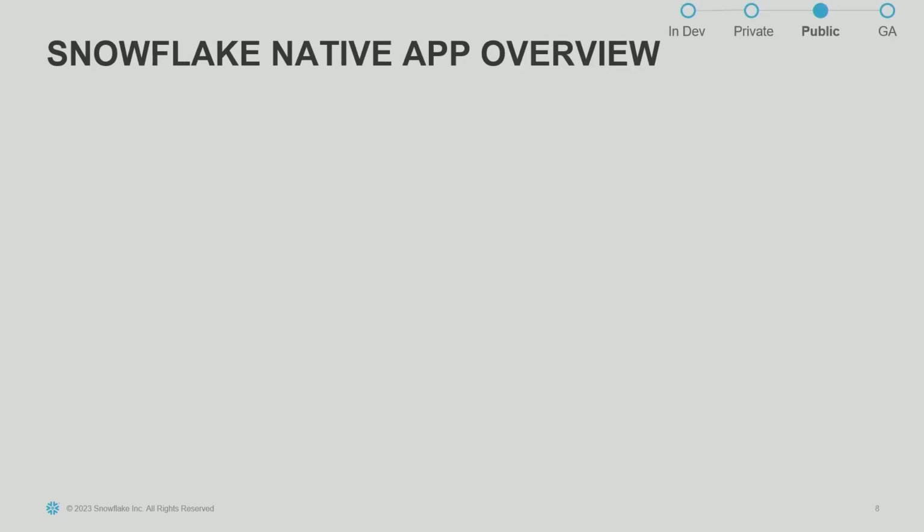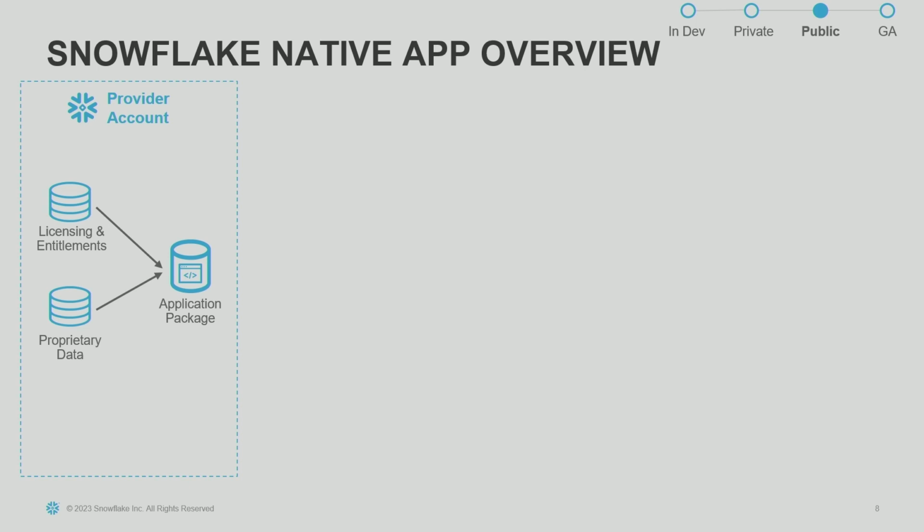So what does this look like at a 50,000 foot level, pictorially? We start in your account as a provider. You're going to build something called an application package. You're going to hear this term over and over again, and you have full control over what you put in there. And we'll talk about the Snowflake primitives that we support and that are coming over time.